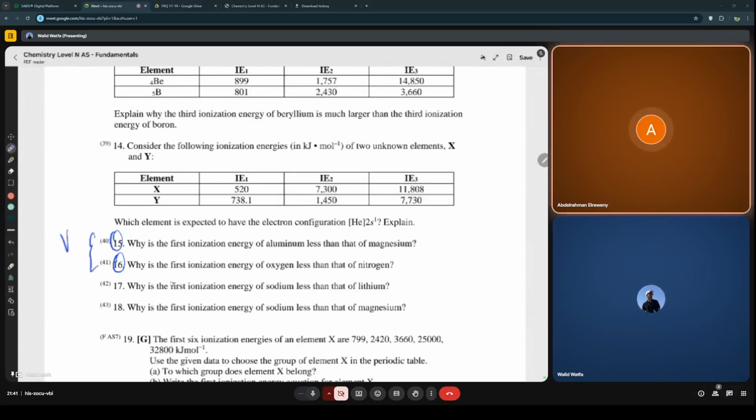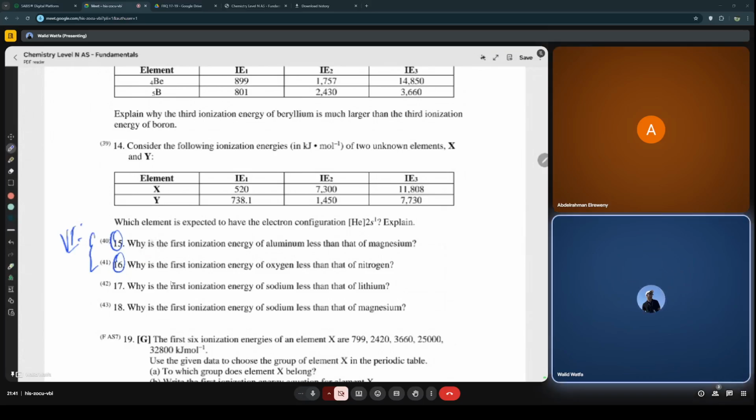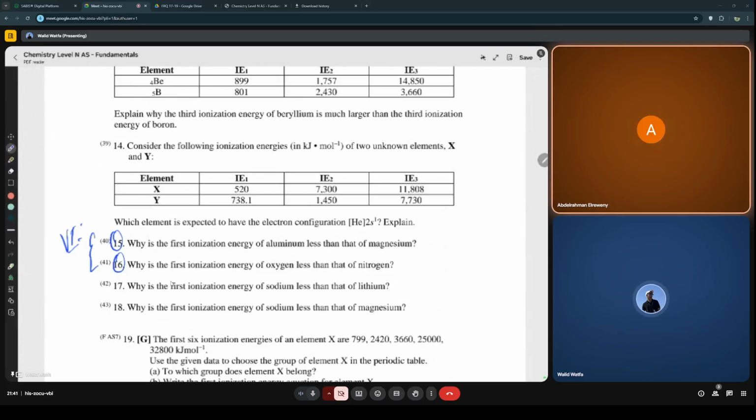Okay, for these two, 15 and 16. 16 is electron repulsion. But 15, because removing from S is easier than P. You got me? S is easier. You'll see tomorrow. Okay? I'm going to put the star beside this.